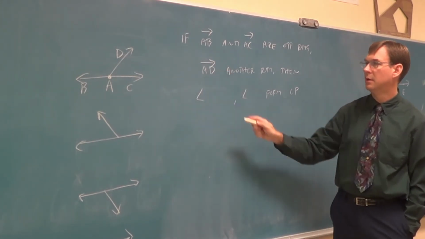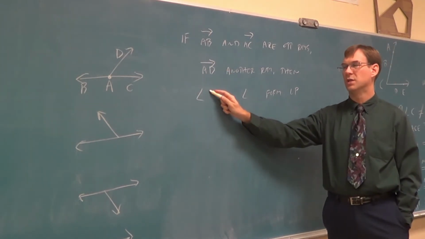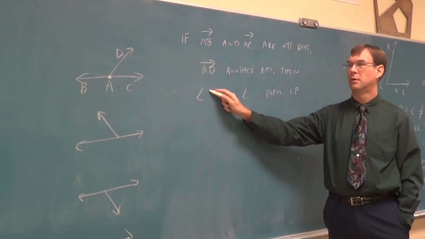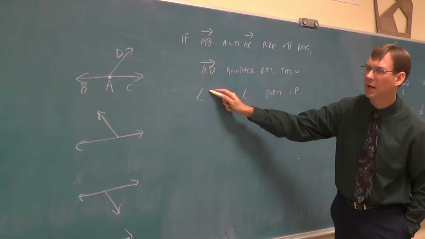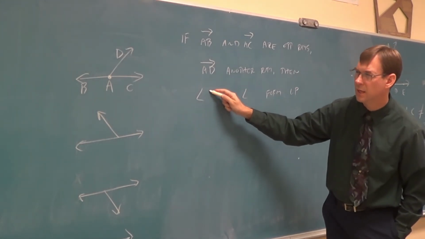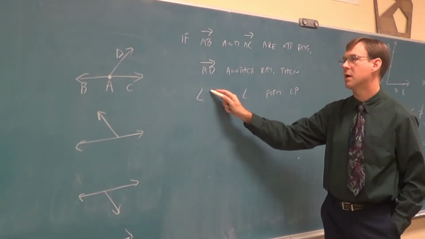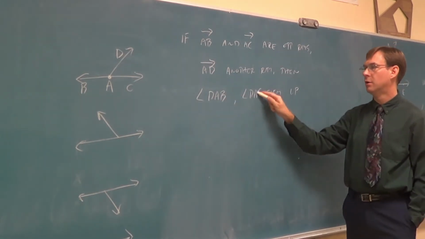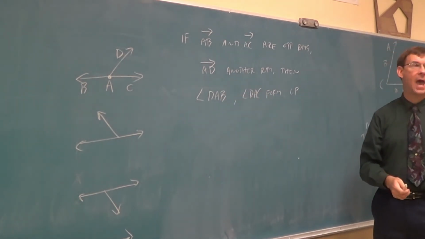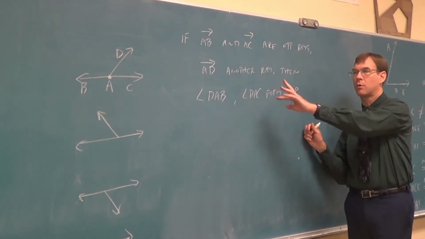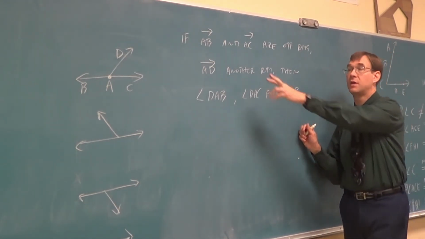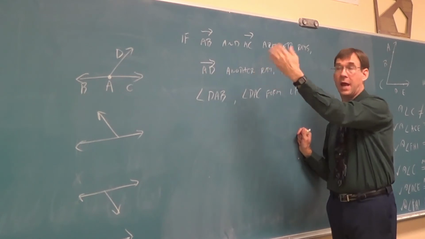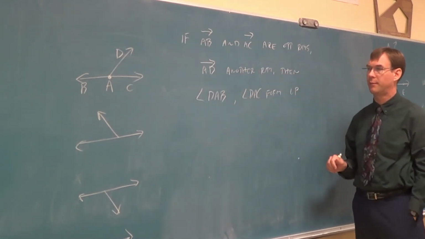AD. Then who are the two angles we just created? DAC and, what was the second one you said? DAB. DAB, yeah, and DAC. Yeah, I agree. So DAB and DAC, or BAD and CAD. If you name angles backward, does that hurt us? No. If you name rays backward, does that hurt you? Yeah. Yeah, you've got to start with the letter it starts with.